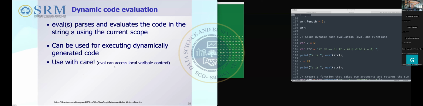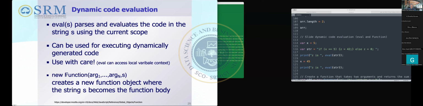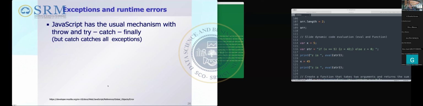But the way you can execute code dynamically in JavaScript is using the eval function. Eval is nothing but a function which takes a code snippet, processes it, and evaluates the values. It can have several side effects, so you have to use it with care. You can also create new functions dynamically. Let me take some examples. I have some examples, so let's see.